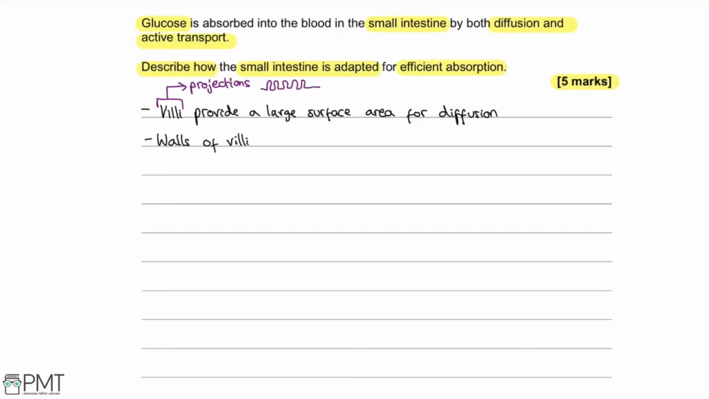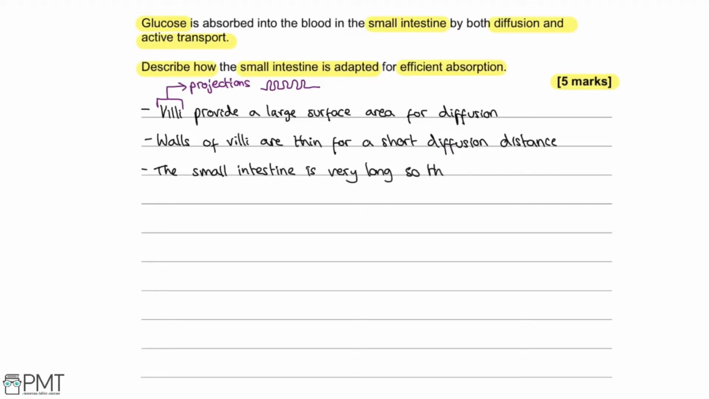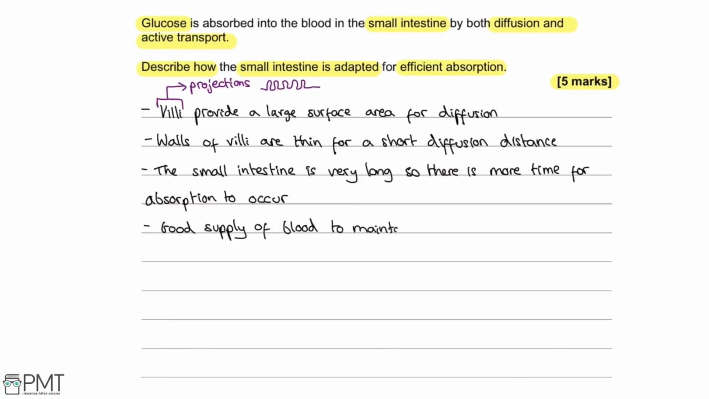The other important thing about these is that they have very thin walls, a very thin lining, and this makes a short diffusion distance, which also helps with the efficiency. Another thing that you could mention is that the small intestine is a very long tube, and this is important because it means that the stuff that is going to be digested has a long way to go, so it's in there for a long time, and by giving it that bit more time, there's more opportunity for the absorption to occur. Then you could mention that there's a really good supply of blood in the intestines, and what this does is maintain a steep concentration gradient for diffusion to occur along.